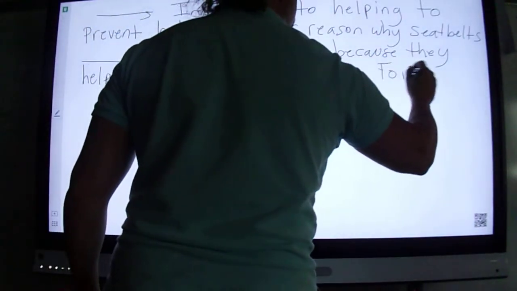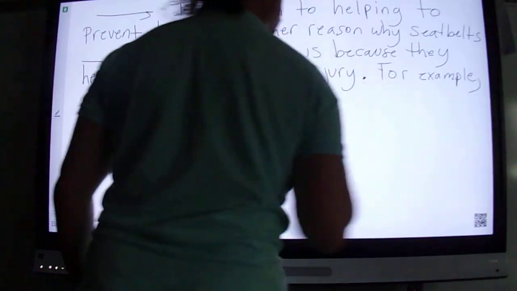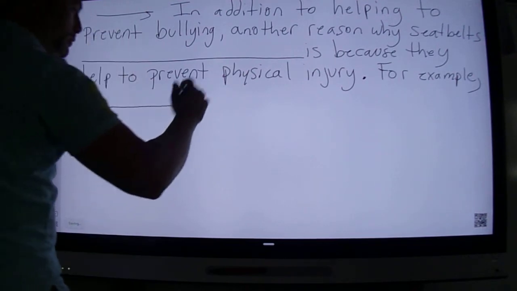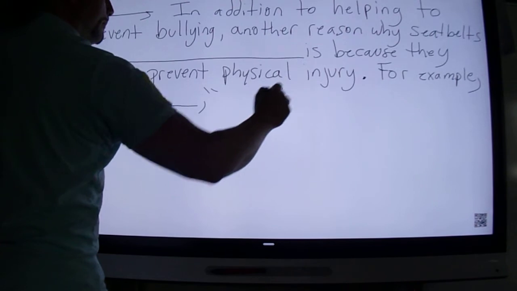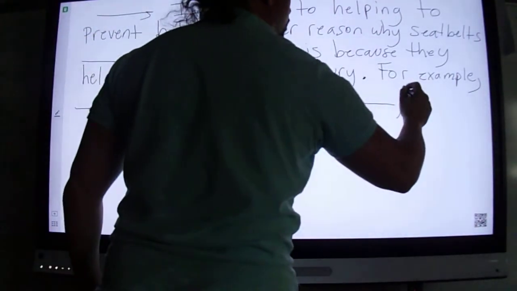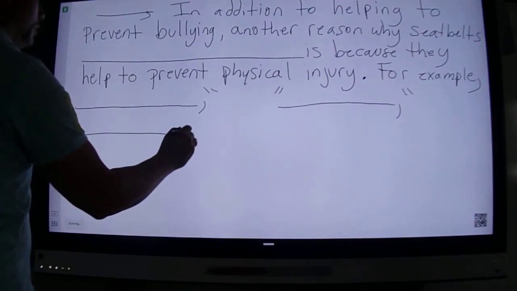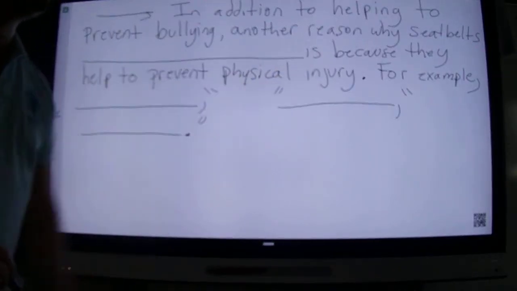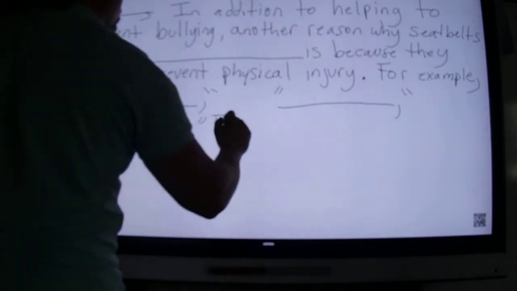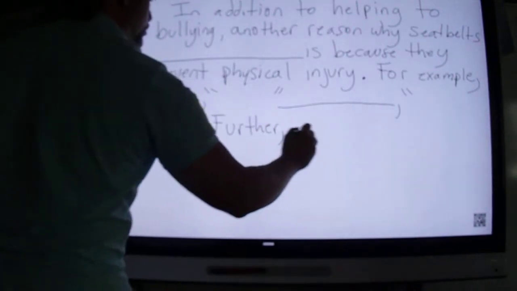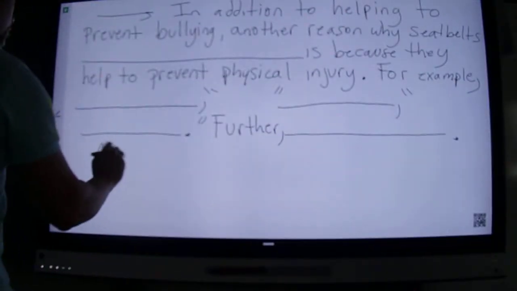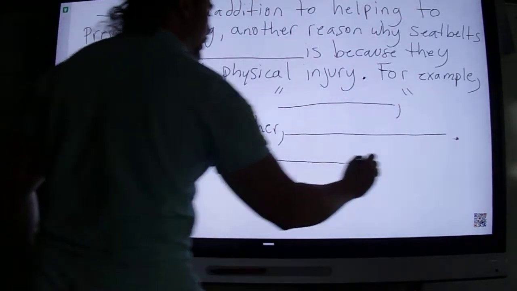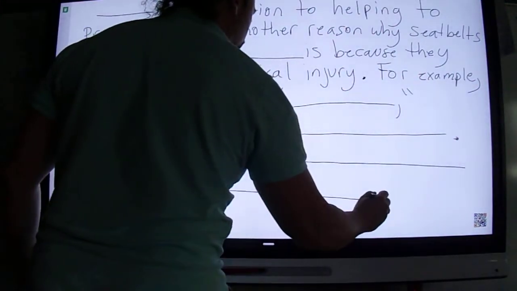For example, comes next. Comma, right? According to source article number, let's say number 2, titled, the title of the source article, the author states, comma, quotes, and the student puts in what is cited from the text that supports preventing physical injury. Once again, we follow the same protocol. Further, students are going to explain in their own words, and then also this shows how. Elaborate. Tie it all together. What does this show us?